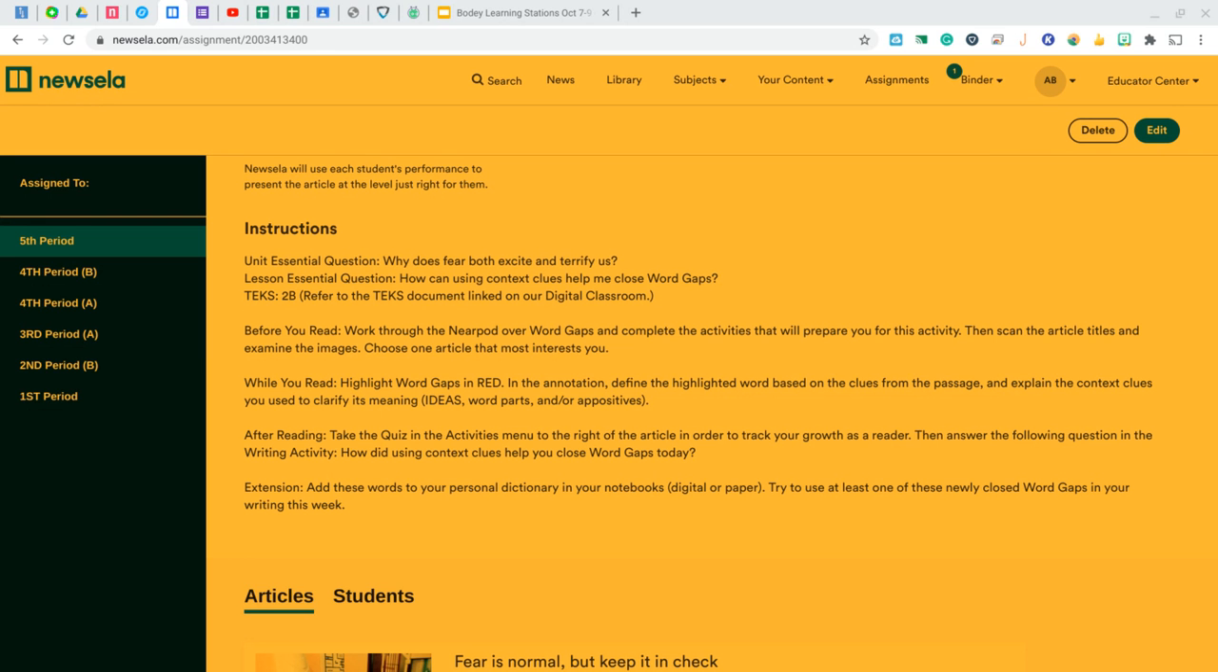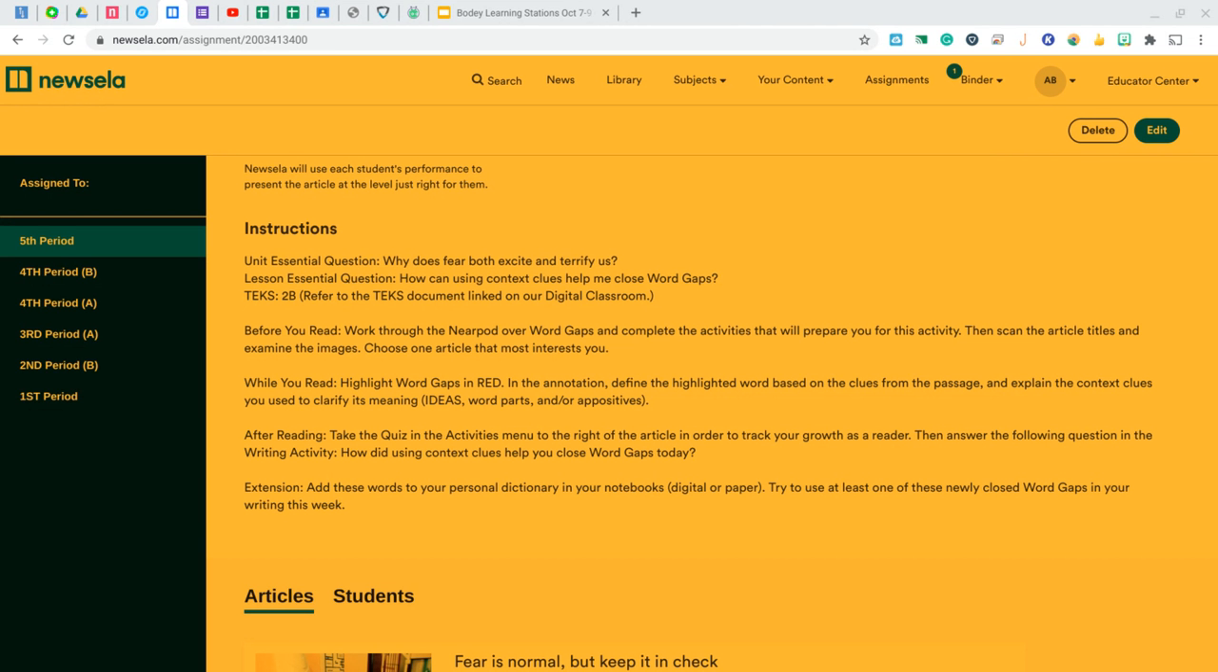Then we want to scan the articles and the titles, look at the images that are paired with them, and choose an article that's the most interesting to us. While we're reading, we want to highlight our word gaps, those words that are unfamiliar or completely unknown, in red. Then in the annotation, we want to define the highlighted word based on the clues from the passage, not by looking it up. And then we want to explain the context clues that we used to clarify its meaning.